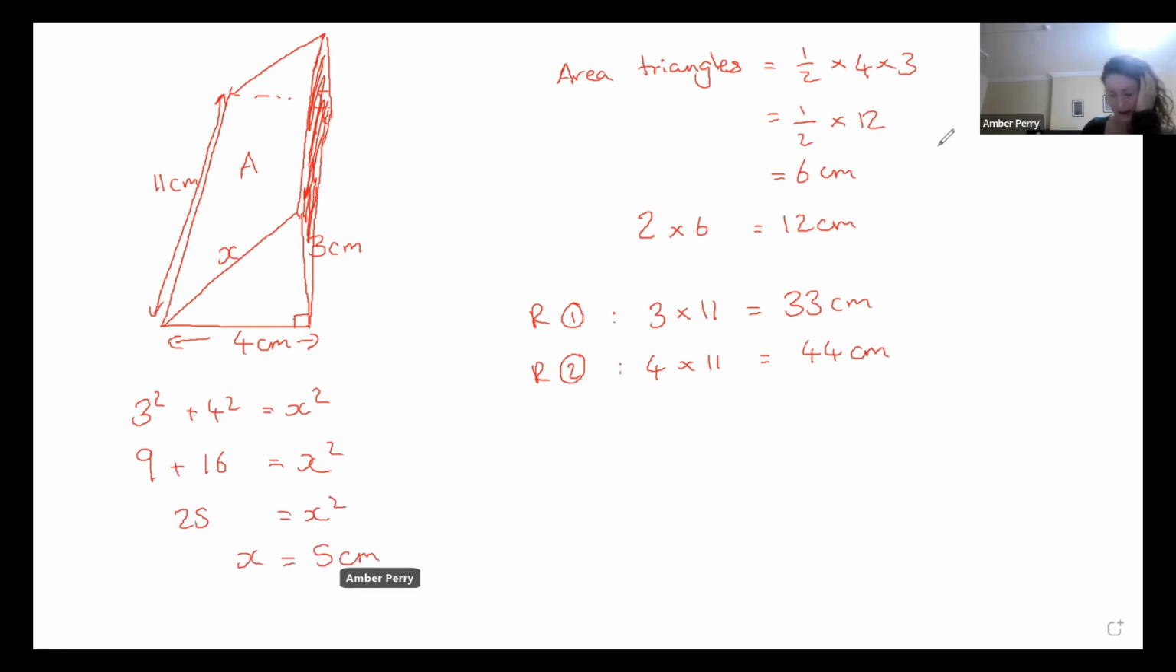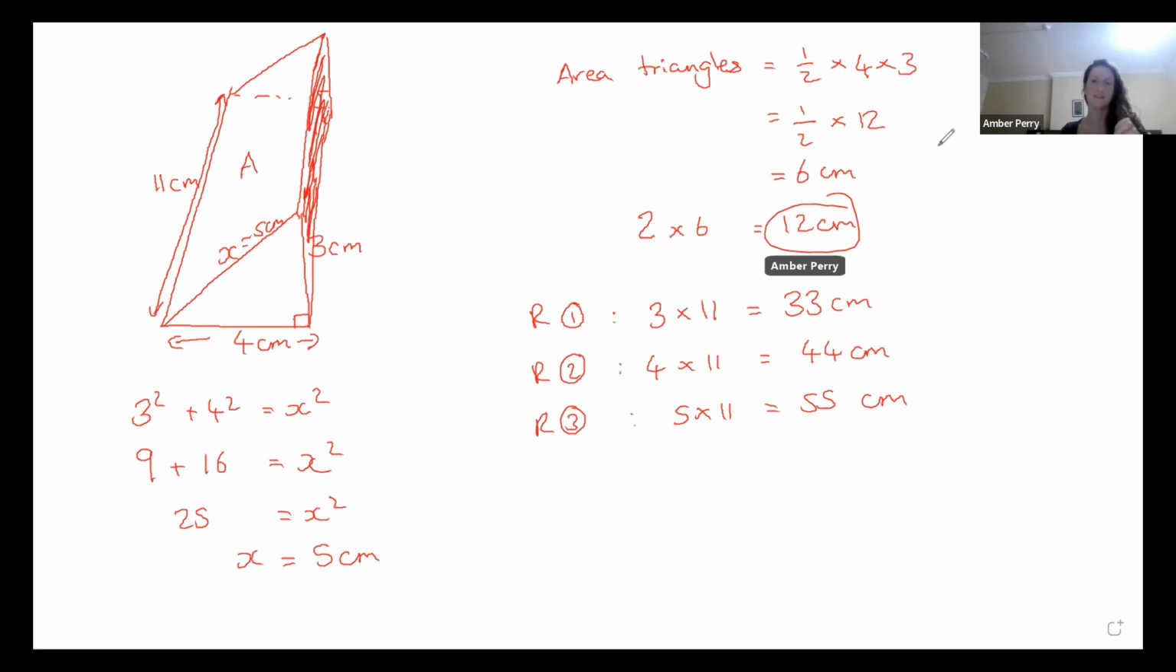So now that I know that X is 5 centimeters, we can work out that last rectangle. I'll call it rectangle 3, which is 5 times 11, which is 55. And then I can go ahead and add my 2 triangles and my 3 rectangles together for the surface area. So that's a very common question where you have to use a little bit of Pythagoras within your surface area question. So I just thought I'd throw that one out. Okay, any questions on that?